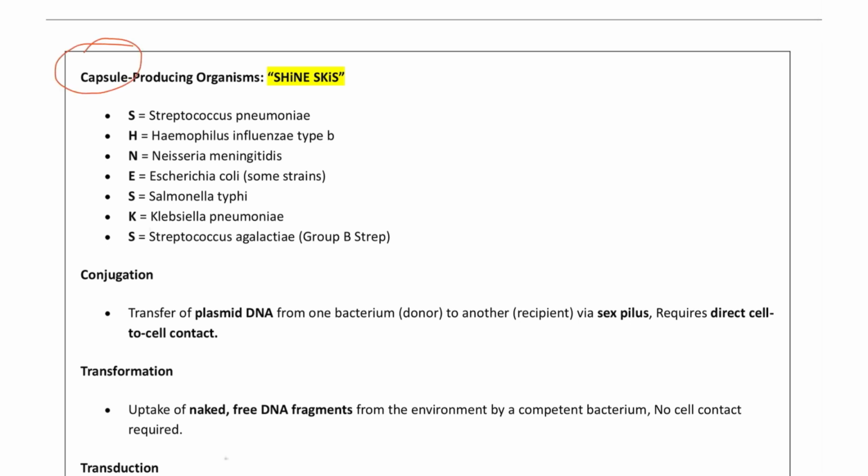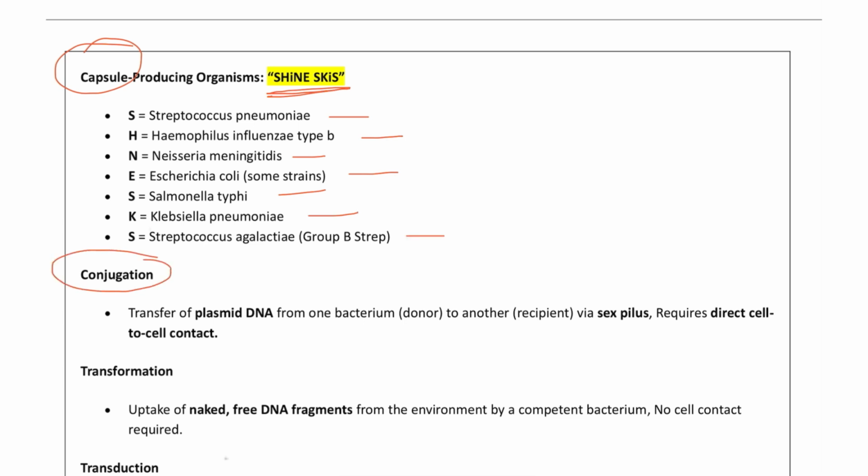Next, capsule organisms. You can remember them with the mnemonic SHiNE SKiS. What are those? Streptococcus pneumoniae, Haemophilus, Neisseria meningitidis, Escherichia coli, Salmonella typhi, Klebsiella pneumoniae, and Streptococcus agalactiae.